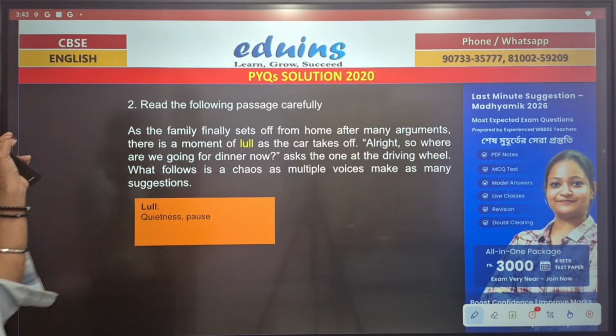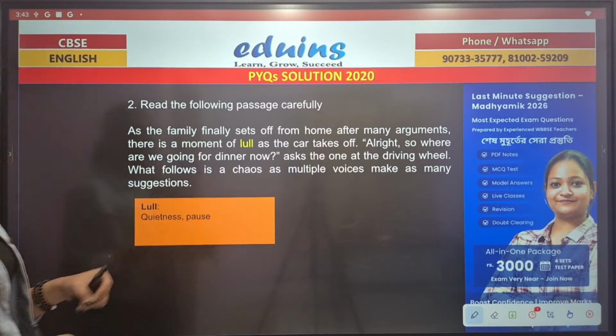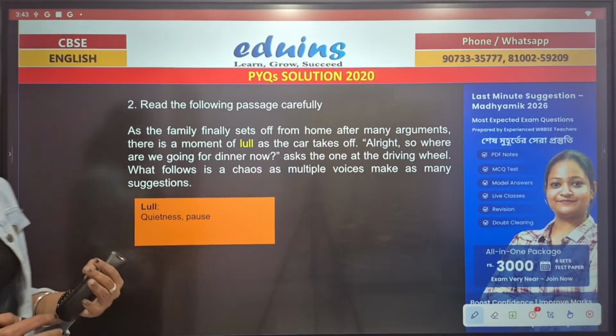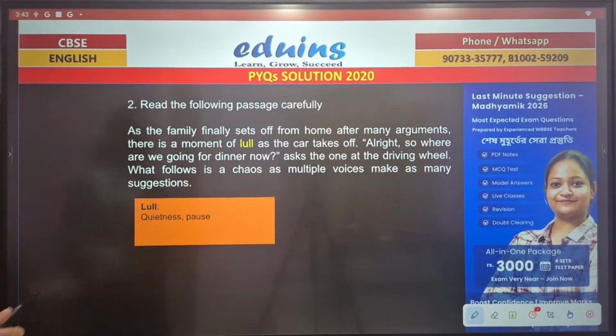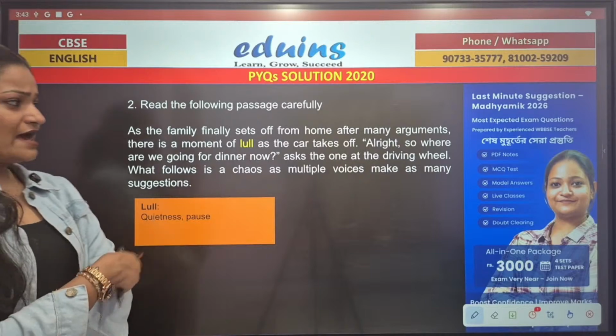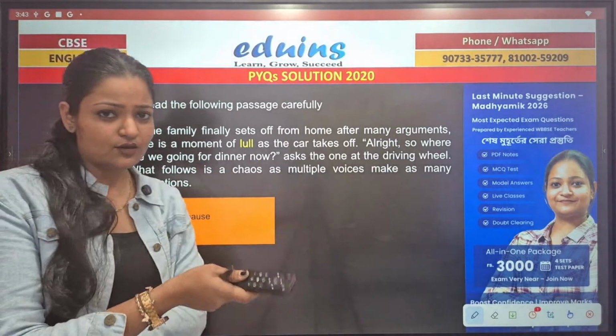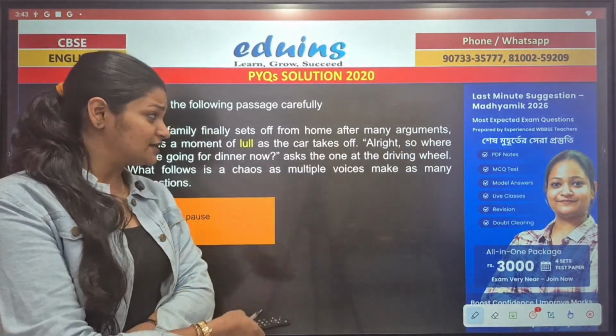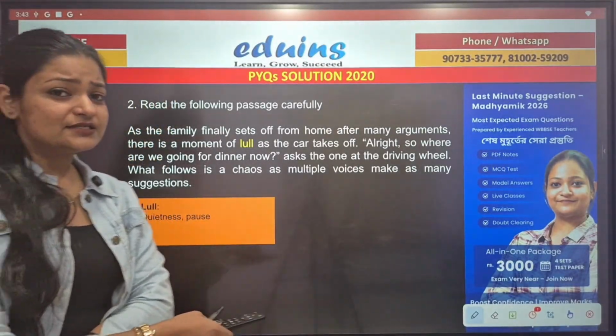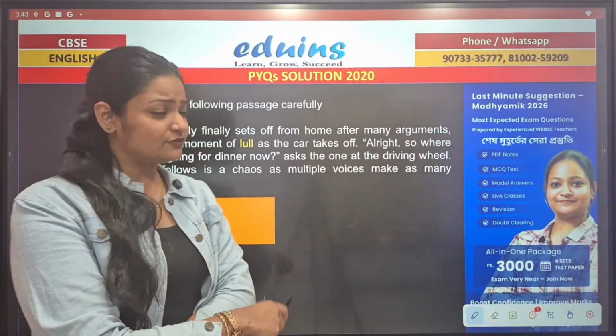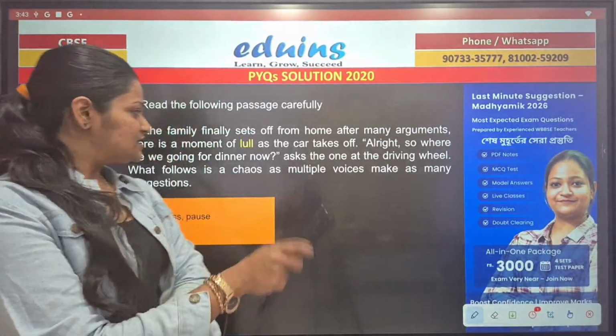Read the following passage carefully. As the family finally sets off from home after many arguments, there is a moment of lull as the car takes off. That means this first line is very abstract. Now we cannot understand, or we are not getting the context in which this passage is starting. So there is a hint.